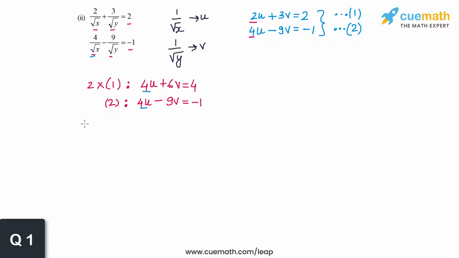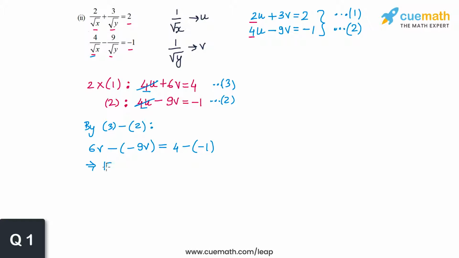So let's call this equation 3 and this equation is equation 2. So let's do 3 minus 2. So when we do 3 minus 2, what will happen? The 4u terms will cancel out. On the LHS we will have 6v minus 9v, and on the RHS we will have 4 minus 1. So this gives us 6v plus 9v or 15v, and on the RHS we have 4 minus 1 or 4 plus 1 or 5. And from here we get v is equal to 5 by 15 or 1 by 3.